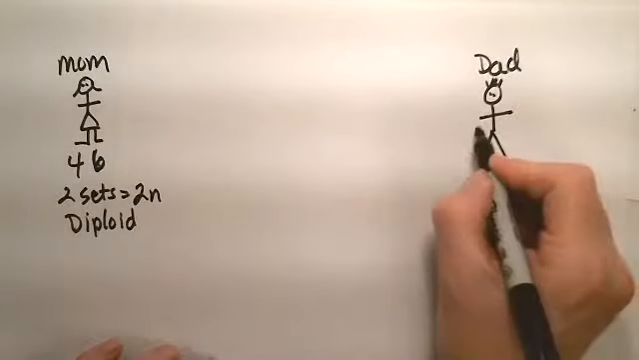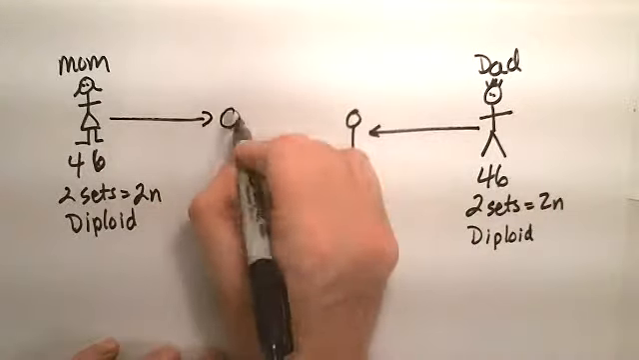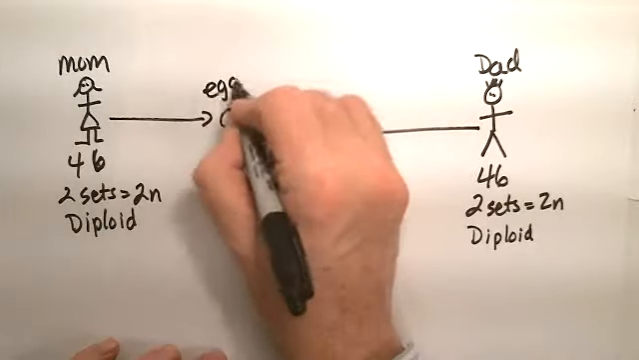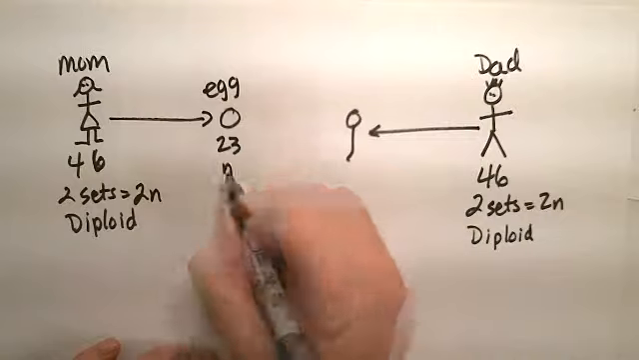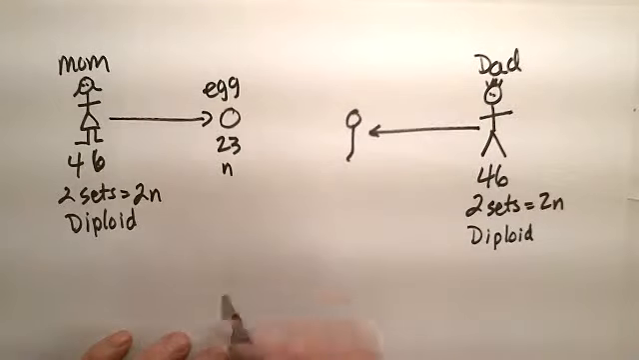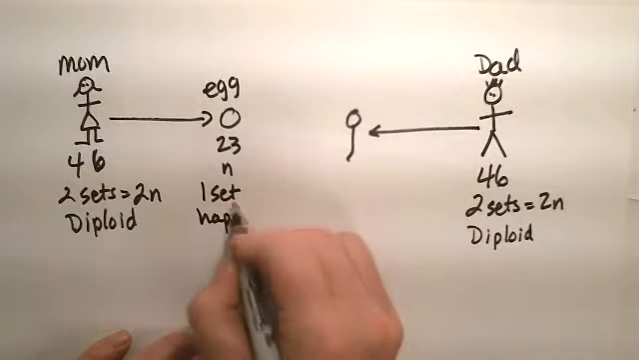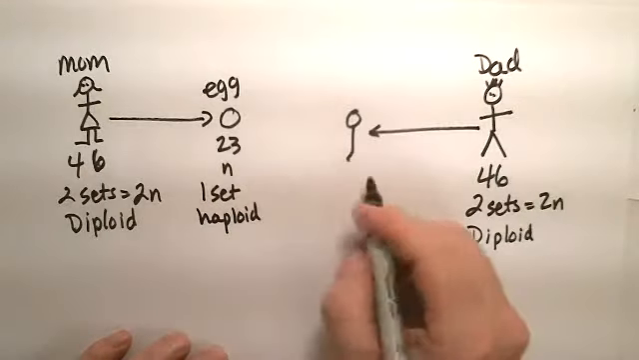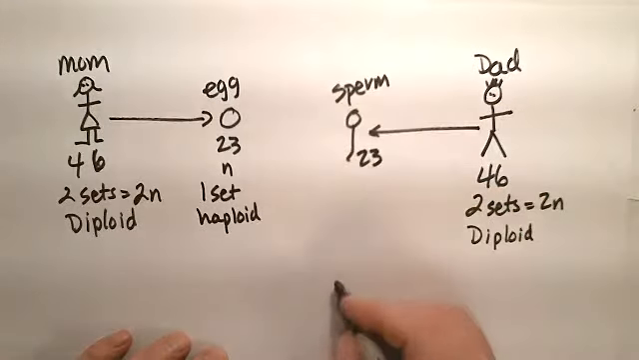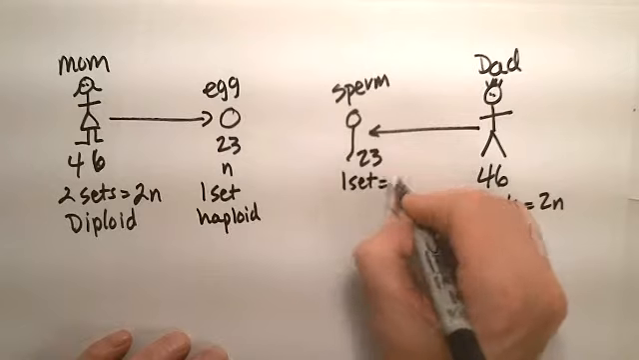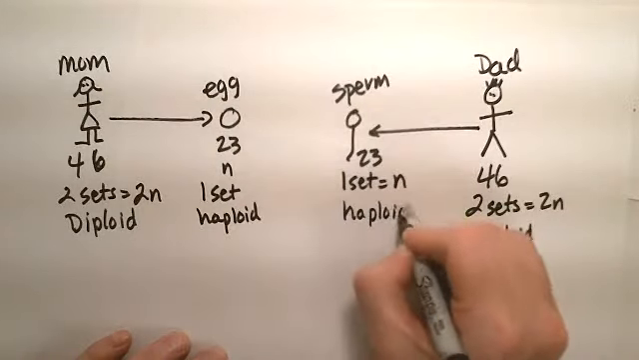And one of those cells, for dad, is sperm. For mom, it's an egg. The egg has only one set, 23 chromosomes. We say that's N number of chromosomes. It's one set, and that's called haploid. Same thing for dad. Dad's sperm has only 23 chromosomes. It's got one set, so it's just N, and again we refer to that as haploid.